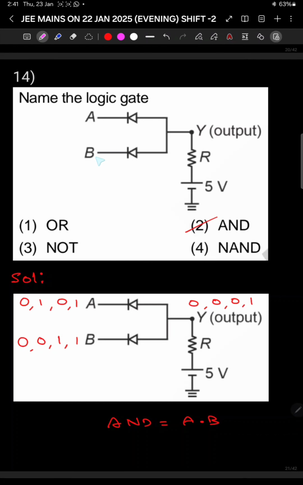When A and B both are 5 volts, then here 5 volts, here also 5 volts. Current flow will not happen. Current flow will be 0. So then here the potential difference will be 0. That means if it is 5 volts, this also will be 5 volts. That means Y becomes high. That means 0, 0, 0, 1 you will get. So this will happen for an AND gate.